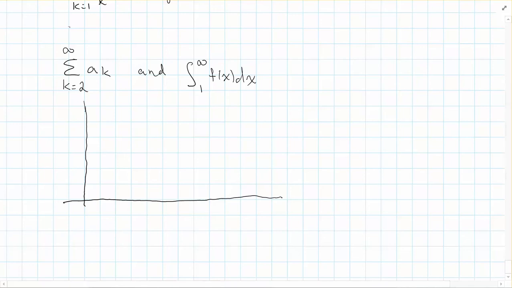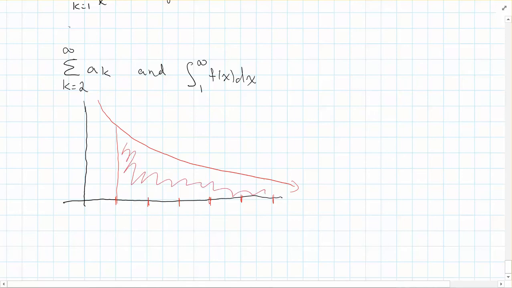So first off, f of x is decreasing, so it's going to look something like this, maybe. And then I'm going to label some points here: 1, 2, 3, 4, 5, 6. All right, I'm going to shade in and then erase. So the integral is this area right here, right? That's what the integral is.